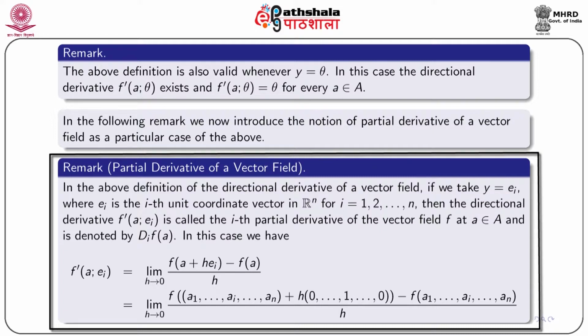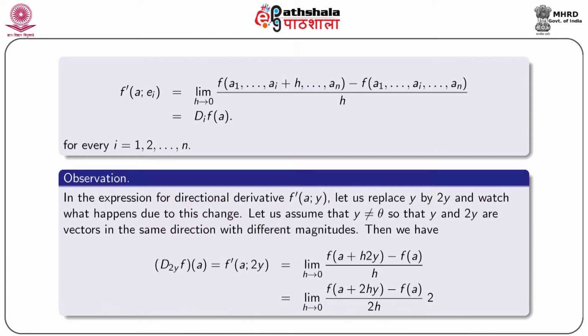If we look at the numerator, in the first element there is only one change, that is in the ith coordinate. So, this is our known notion of partial derivative, and we have thus f'(a,e_i) equal to the limit of (f(a_1, ..., a_{i-1}, a_i plus h, a_{i+1}, ..., a_n) minus f(a_1, ..., a_n)) by h, which is nothing but D_i f(a), and this is true for every value of i from 1 to n.